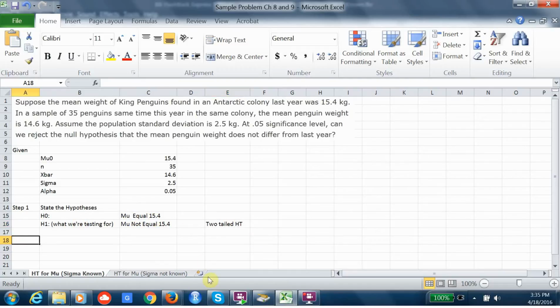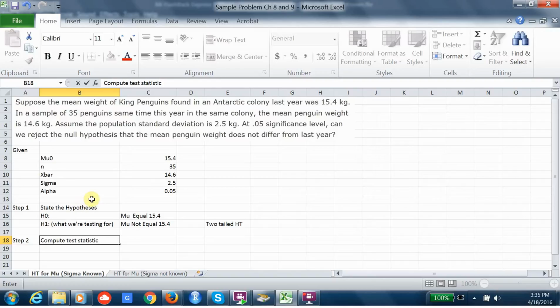Okay, now I'm going to have to compute my test statistic. And this always has the same form. It's x bar minus mu naught divided by the standard deviation of x bar. So I'm going to go ahead and put one more little thing here before I get into this. I'm going to put that sigma is known.